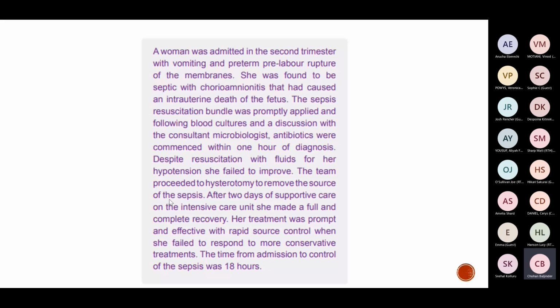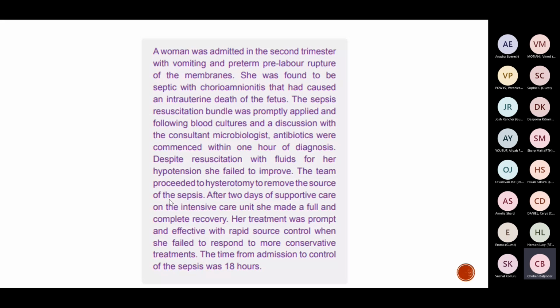Sepsis bundle was promptly applied, had blood cultures, discussed with microbiology. The antibiotics were given within an hour. Despite fluid resuscitation, and treatment for her hypotension, she didn't get any better. They then performed a hysterotomy to remove the baby. And then after 2 days of intensive care, she made a full recovery, and she actually went home.